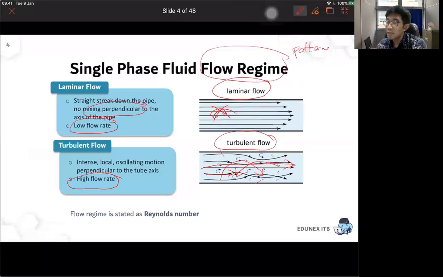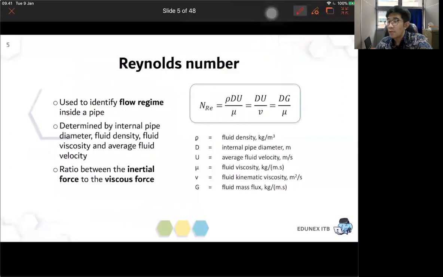And how can we characterize and differentiate whether a flow is classified as laminar or turbulent? We use a parameter called the Reynolds number. So the Reynolds number can be used. You can calculate the value to check whether it's laminar flow or turbulent flow. What is the formula of the fluid Reynolds number? You can use this equation.